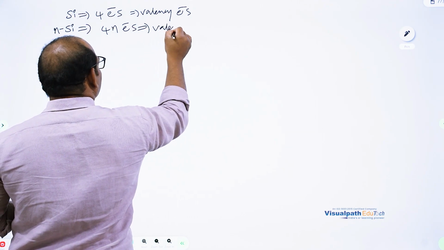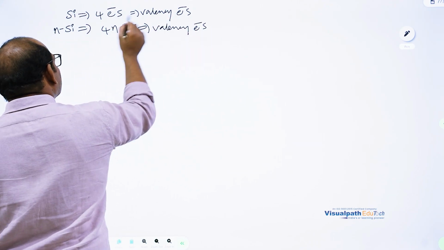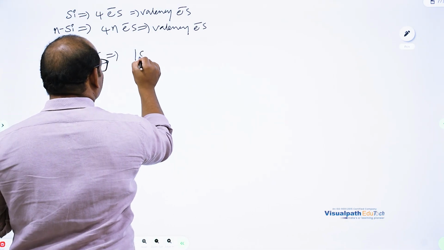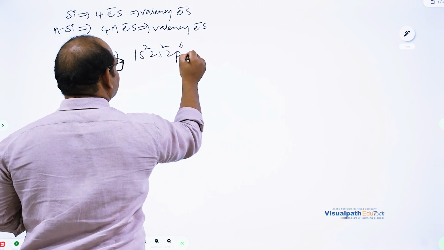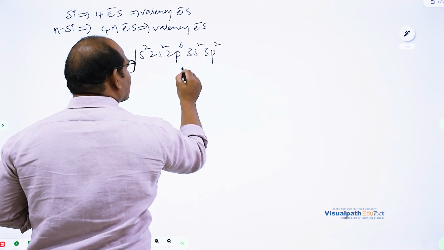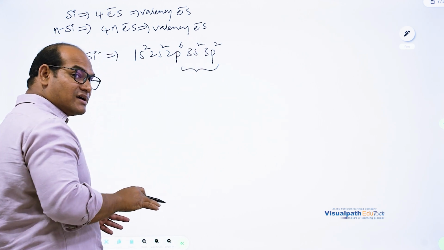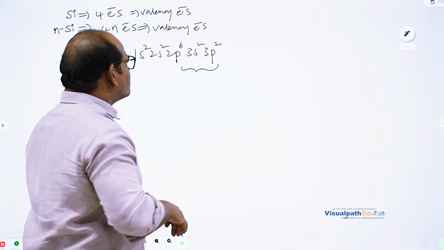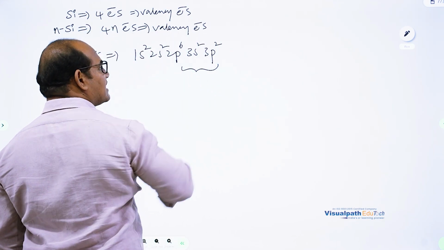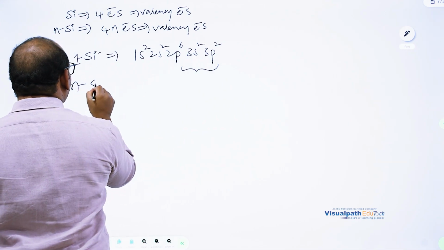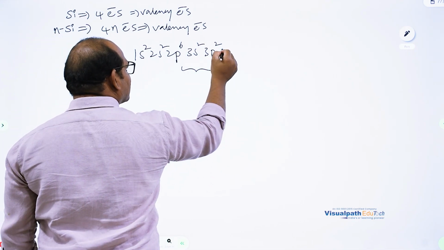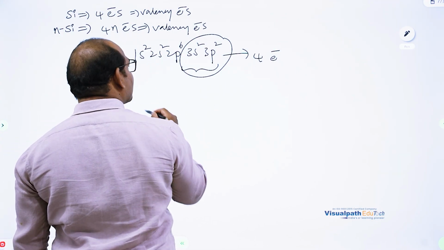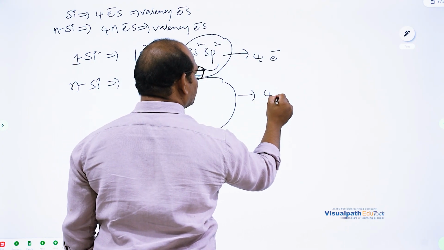When you observe one single silicon atom, we have understood that the electronic configuration is given by 1s2, 2s2, 2p6 and 3s2, 3p2. The third orbit is involving 2 electrons in one level, and the same third orbit is involving 2 electrons in another level. So, this is what we have observed in the one silicon atom. Now, when you take n silicon atoms, the total number of valence electrons will be 4n electrons.